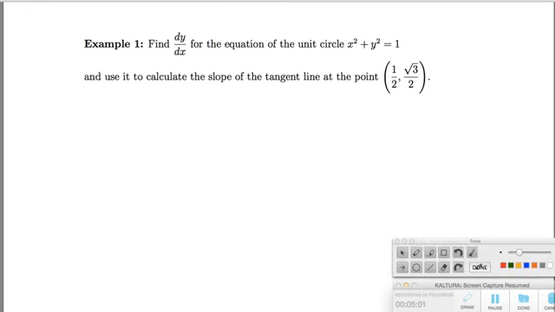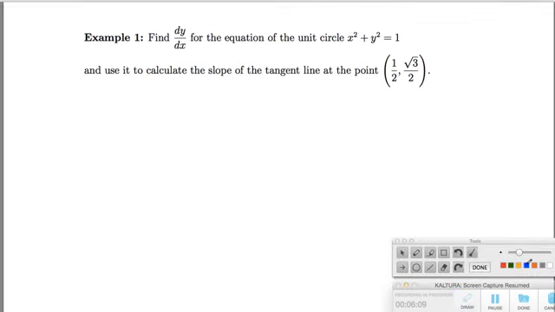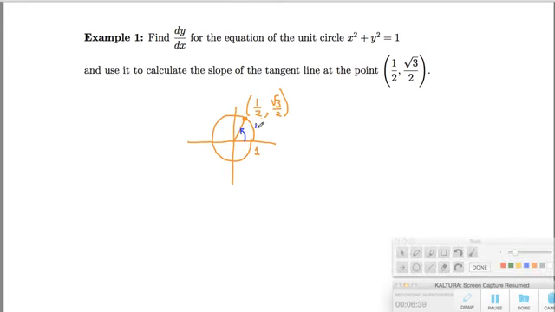So take a look at this example. We're trying to find the derivative for the equation of the unit circle at a particular point. Well, recall on the unit circle, that point that they're talking about, 1/2 comma square root of 3 over 2. Remember, the unit circle is a circle of radius 1. The point 1/2 comma square root of 3 over 2 corresponds to an upward rotation from standard position of the angle pi over 3, or 60 degrees.